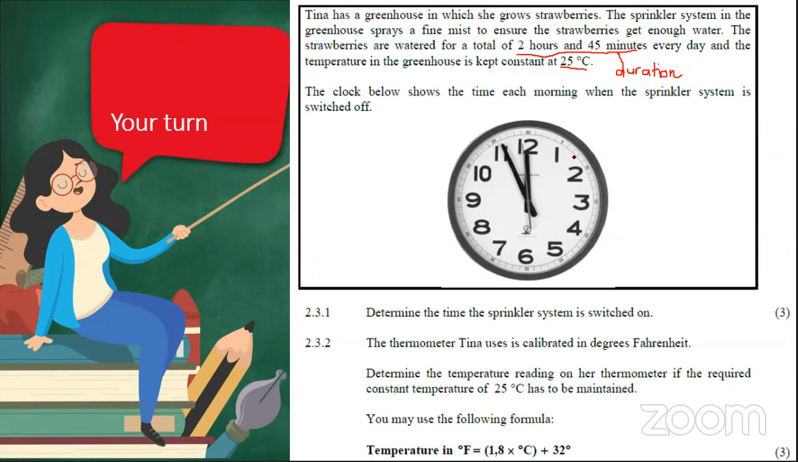For those who cannot see, maybe your devices are small, let me just help you a bit to tell you what this time is. Yes, this is grade 11. Now the time is here. You can see it is 11. 11 is 55, so this is 56. So it's 11:56.